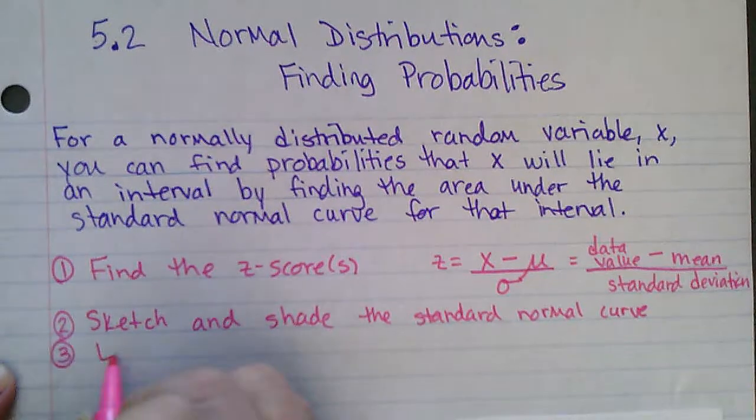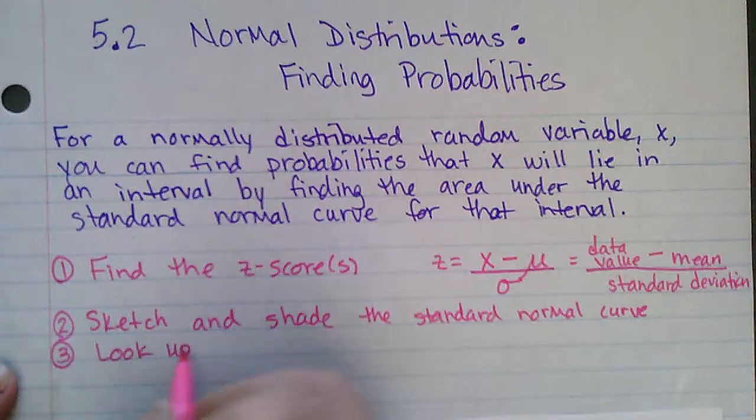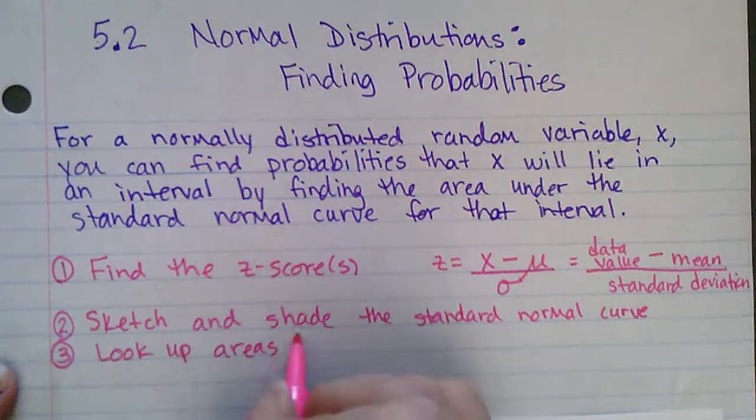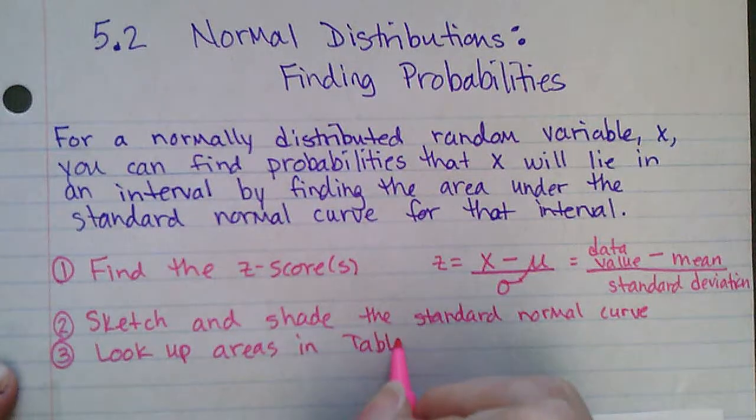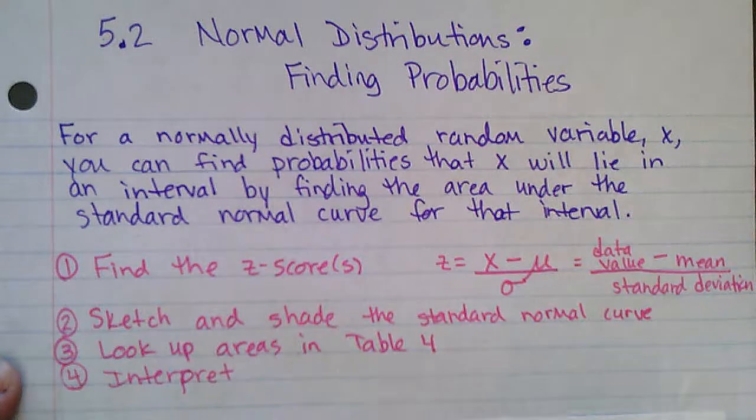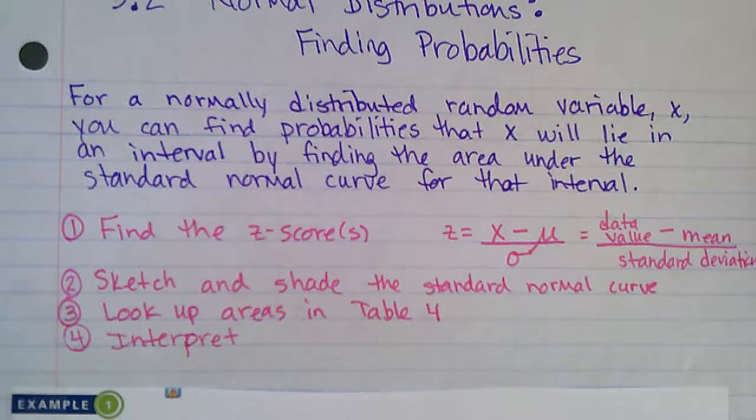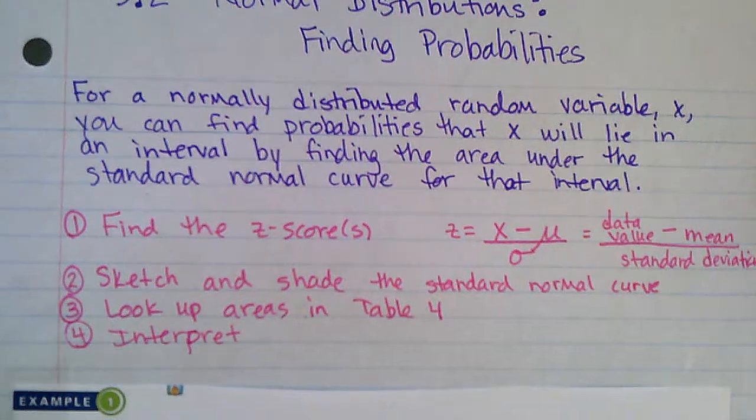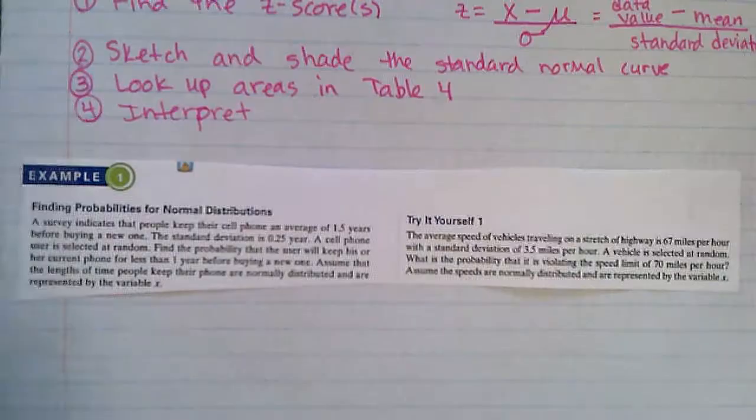Then we will look up areas in table 4 and interpret the area that we look up in the context of the problem. So let's just go ahead and start.